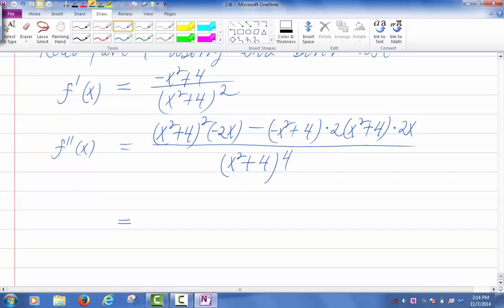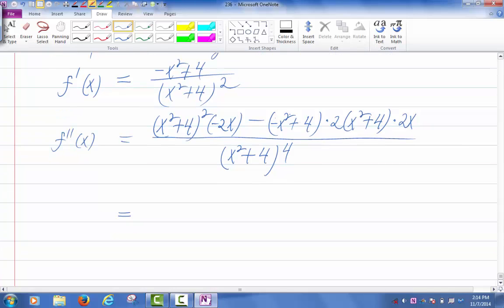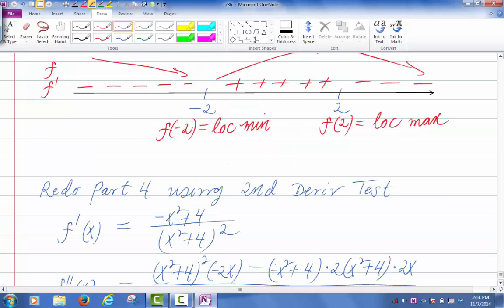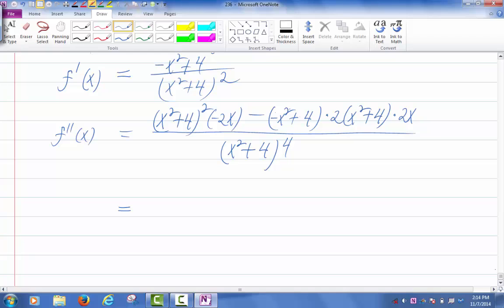And now how would you simplify this? Would you multiply out everything? You could, but the better thing to do would be try to factor out what you can. So notice we can factor out a 2x. We can also factor out x squared plus 4. And if I do that, what should I obtain inside the brackets?